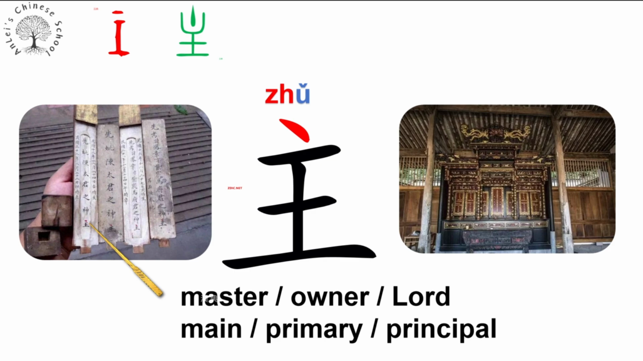This incomplete form symbolizes that the deceased soul is still wandering around. The final step of the funeral ceremony is to add a dot to the character Wang, completing it into Zhu.